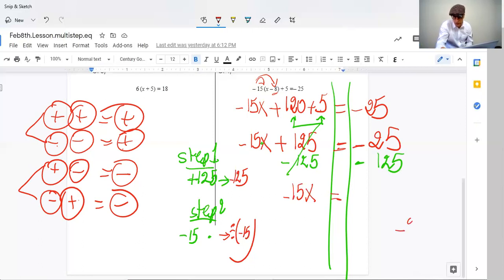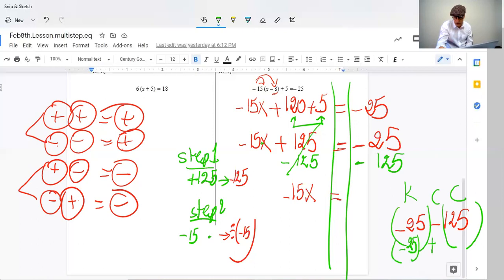I got minus 25 minus 125. So this is a subtraction. So you have to do KCC to change it to addition. See subtraction in between? I gotta make that addition. So keep minus 25, change to addition, and change positive 125 to negative 125, okay? So now you have negative 25 plus negative 125.